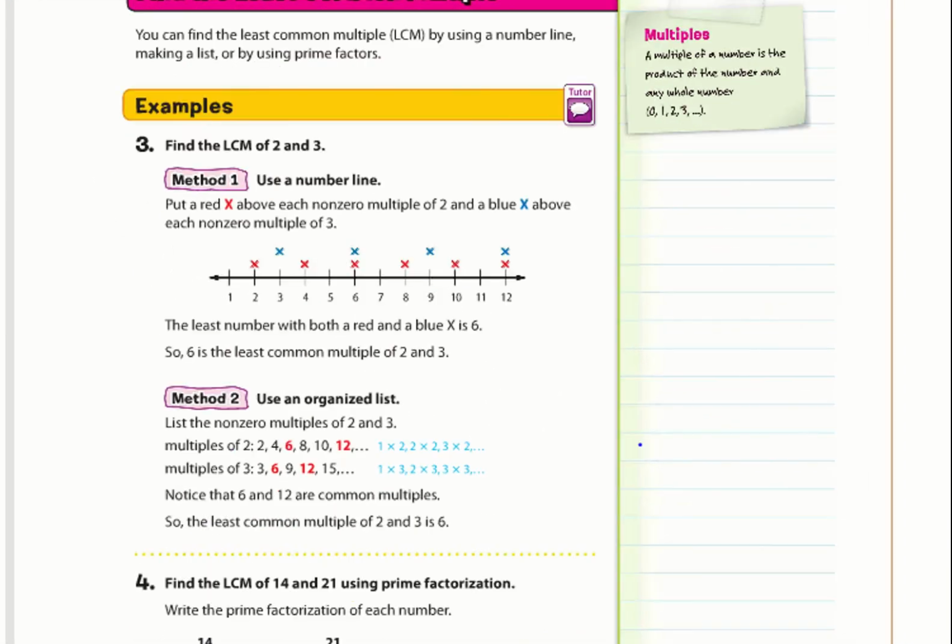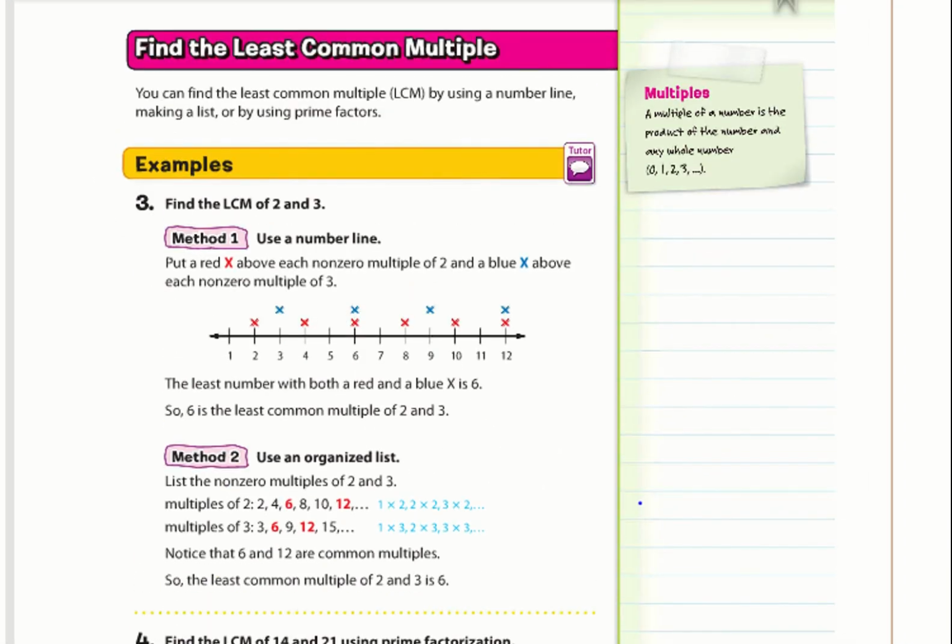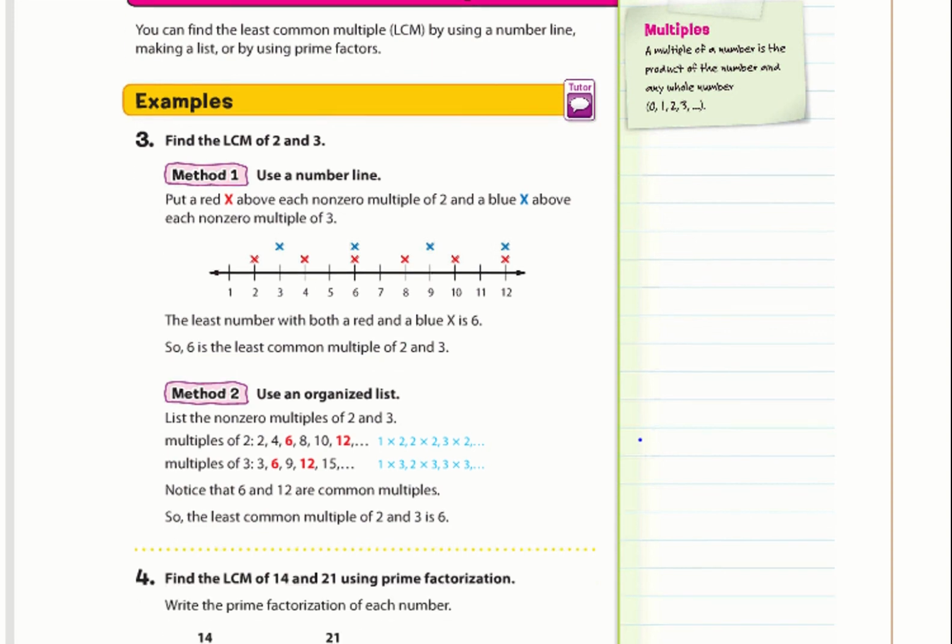So now that we did factors, now we're going to be doing multiples. Multiples could be a little bit similar, but they do have some differences. So we're going to use a number line. This is find the LCM of 2 and 3. Method 1: Put a red X above each non-zero multiple of 2 and a blue X above each non-zero multiple of 3.